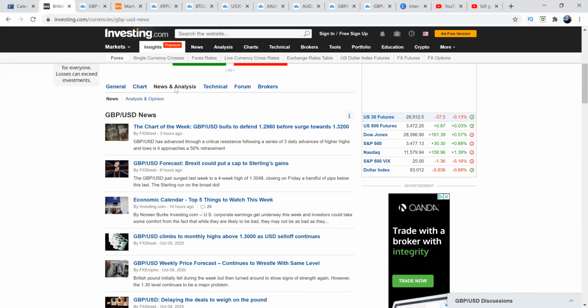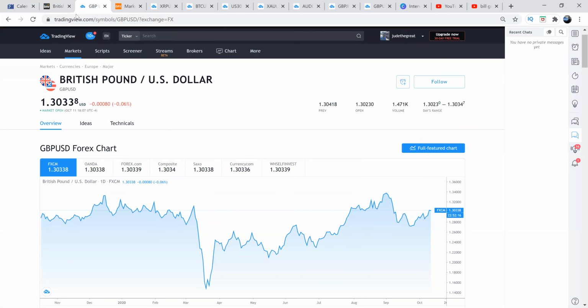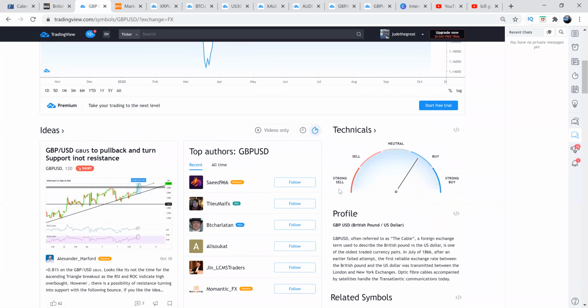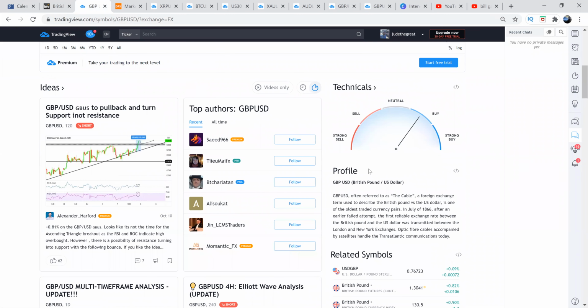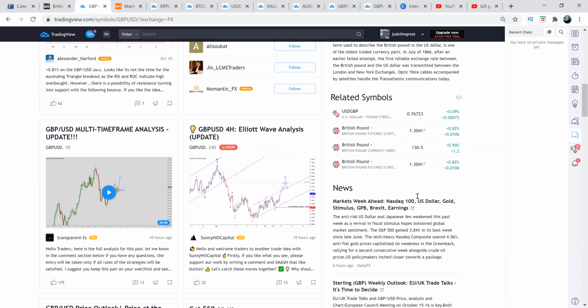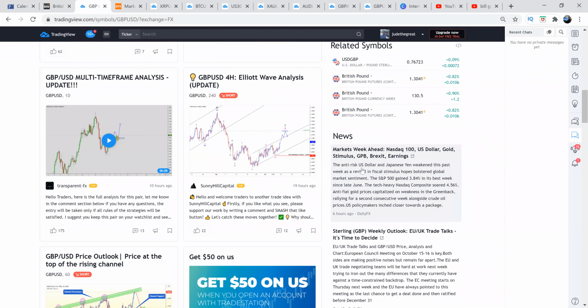But anyways, so you check investing.com and also go to TradingView and look at the currency pair GBP USD in the search bar. And then you can see they have technicals, and they say right now it's overall buy. And I highly suggest looking at the news events. Read up on the news events.